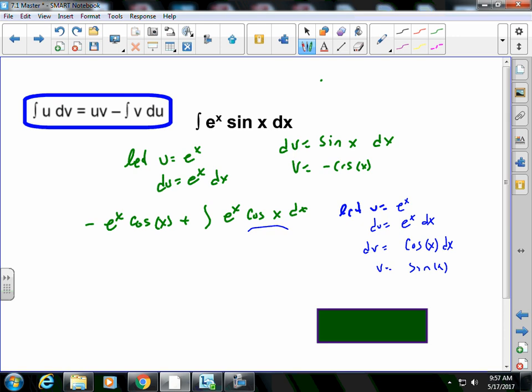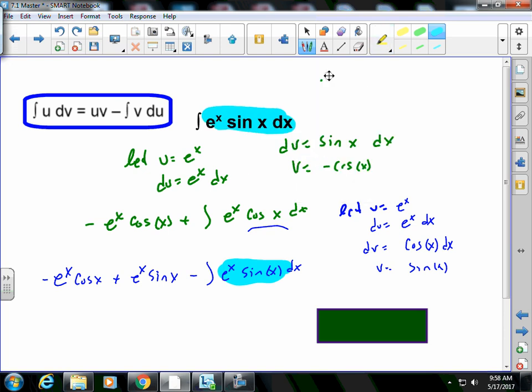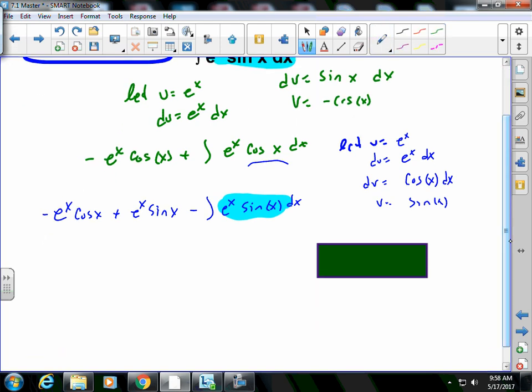So I'm going to build up my problem again. I have a minus e to the x cosine x, and then I'm going to do my uv, plus e to the x sine x, minus my v du, the integral of e to the x sine x dx. And again, like the problem we just did on the last page, this looks just like this. So I could then do a nice substitution or manipulation of the equation.